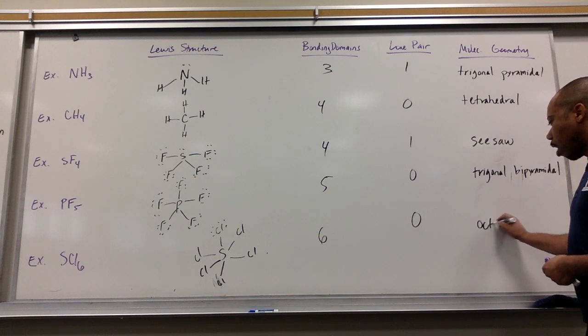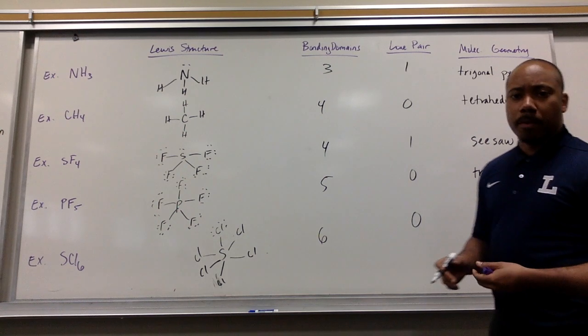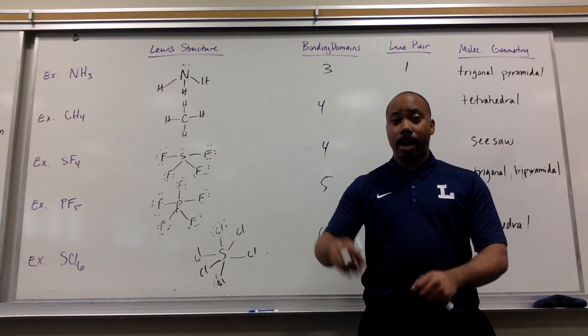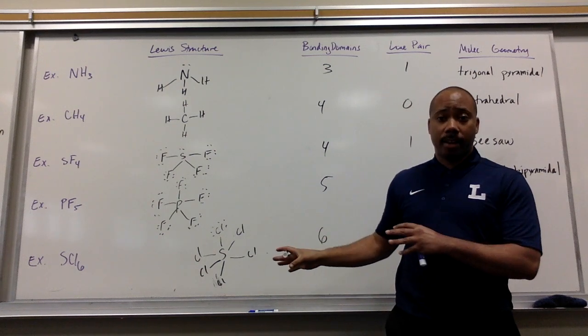This is called octahedral. This would be the shape of a playing jack. Have you ever played jacks before? Get the jacks on the ground, ball bounces, you swipe the jacks. This would be the shape of a jack.